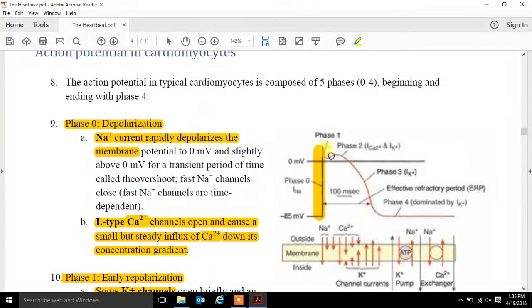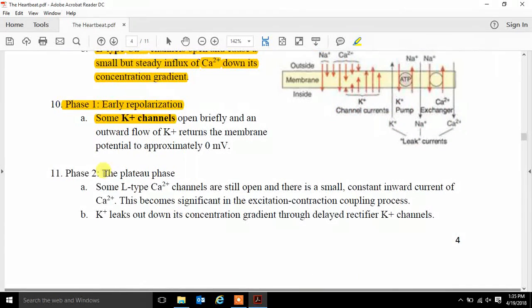During this plateau phase, so we've got phase 1 dropping down, phase 2 is this plateau phase. Some L-type channels are still open, and some are closed, and there's this small inward current of calcium. And we get some leaking of potassium. It's on the next page, but these two are kind of electrically balanced, so they kind of cancel each other out. We can see here this kind of balance.